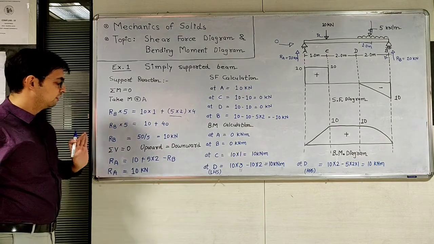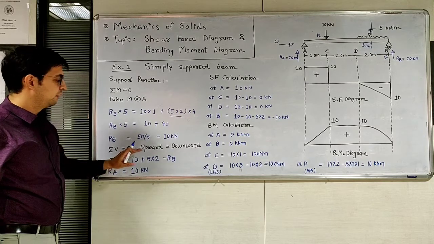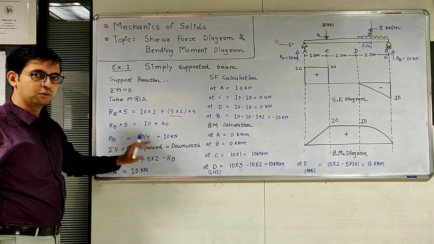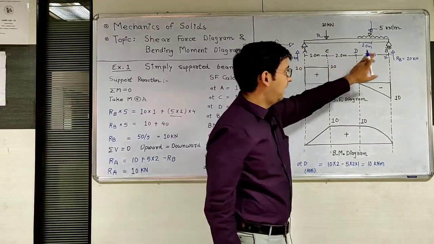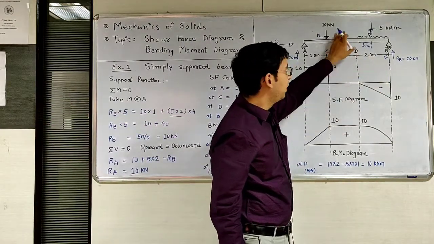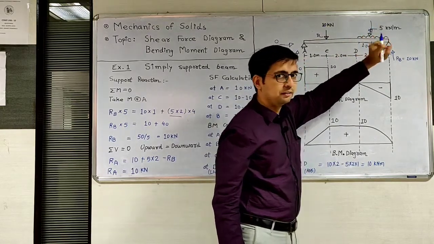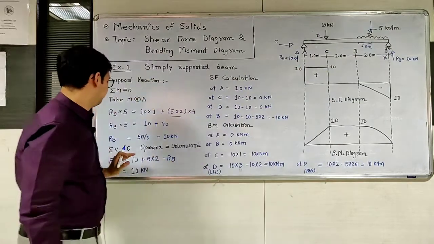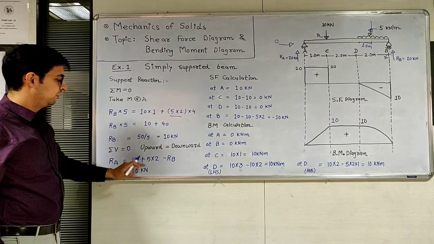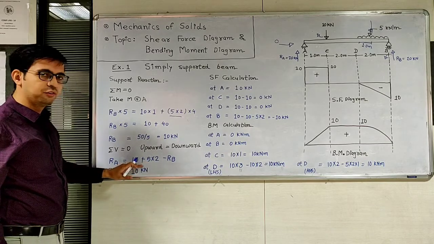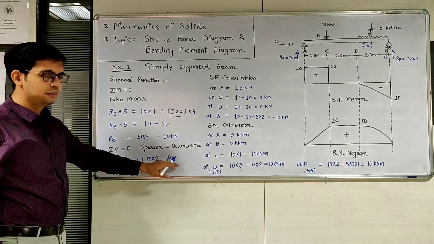Now use the second equilibrium condition, which is sigma V equal to 0, which means upward forces are equal to downward forces. There are two upward forces, RA and RB, and two downward forces: the first one is the point load and the second one is the UDL. The unknown is RA. So RA equals the downward forces, which are the point load plus the UDL, minus RB.